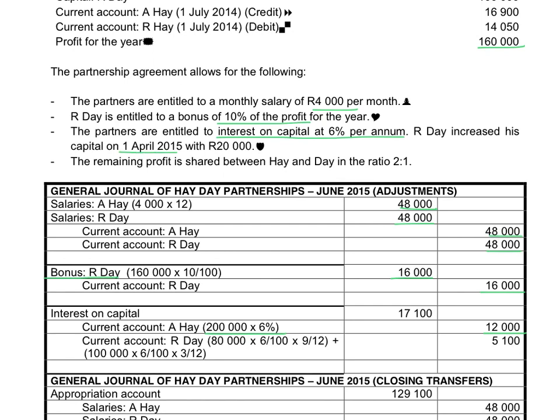Day increased his capital with 20,000. So on the 80,000 that he had at the beginning of the year, we will work out 6% for the 9 months that his capital contribution was 80,000. And then he increased it with 20,000. Then we will work out on 100,000, 6% for the last 3 months, and that will give me 5,100. So the expense account will be increased with 17,100. Then the remaining profit is shared between them in the ratio 2:1.